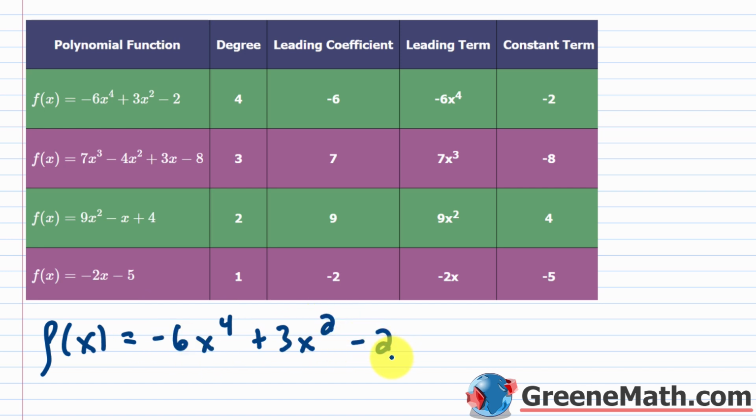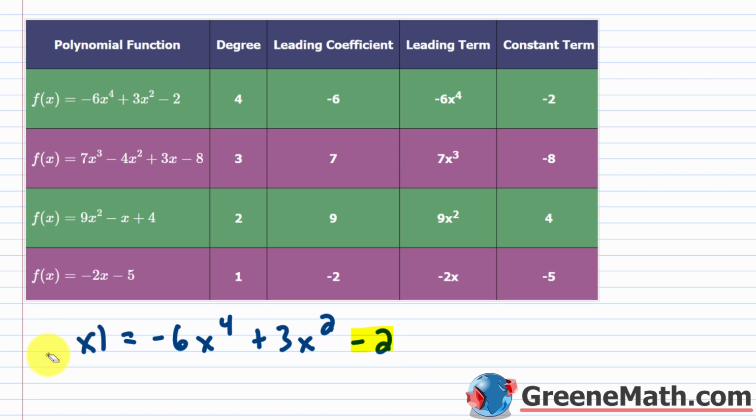So basically, when we look at this, the degree, again, you're looking for the highest exponential power. So that's this guy right here. So that's the 4. The leading coefficient is the coefficient for the leading term. So that's going to be this negative 6 right here. Then the leading term, that's the whole thing. So negative 6x to the 4th power. And then the constant term, again, that's going to be this guy out here. So it's going to be negative 2.